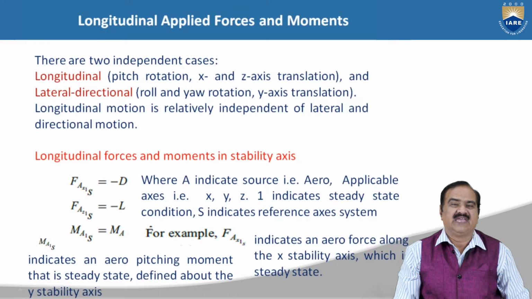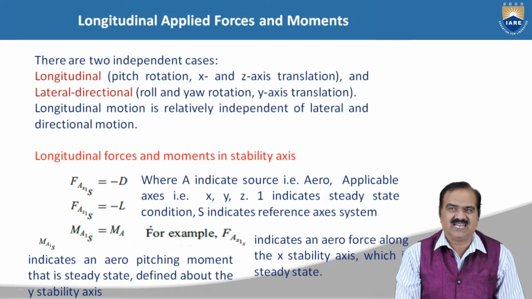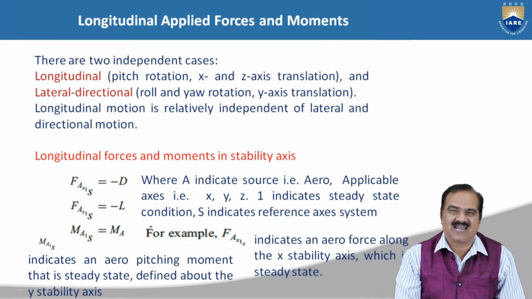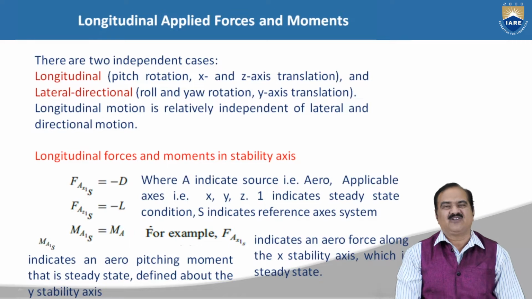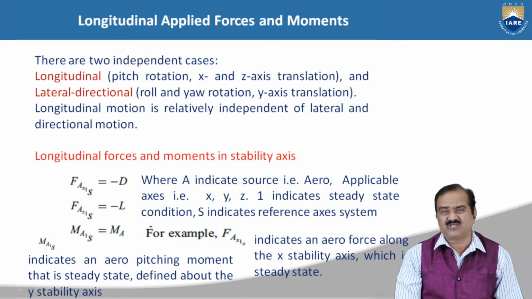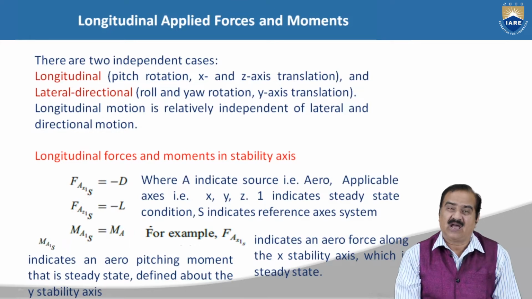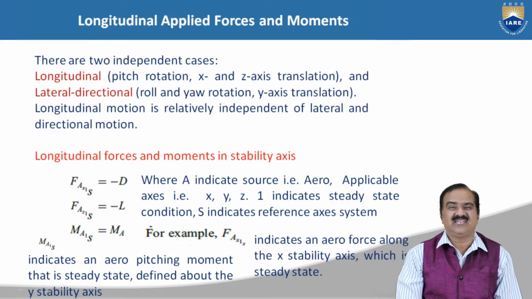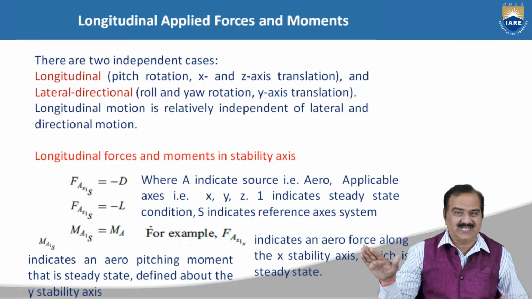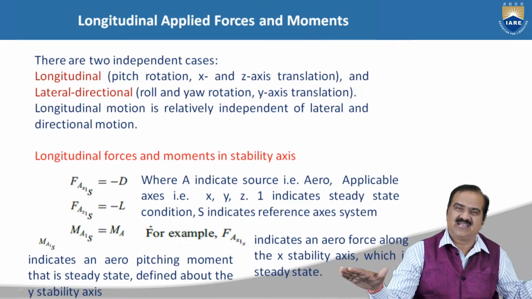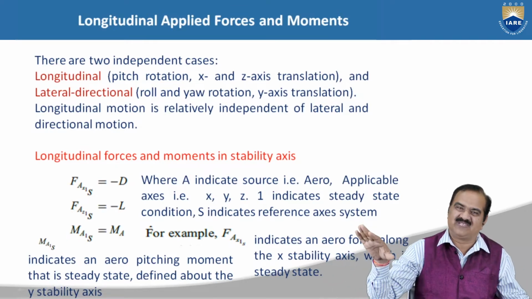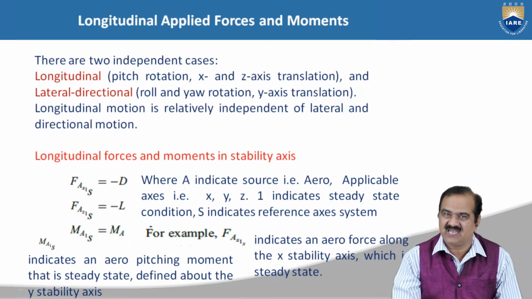This longitudinal motion is relatively independent of the lateral and directional motion. Here I want to say that the longitudinal motion is not related with the directional and lateral motion. But the roll and yaw, these two motions are coupled with each other, or interlinked with each other. If you roll the aircraft, the yawing will be there. If you yaw the aircraft, rolling will be there. It is an inherent quality of any aircraft.